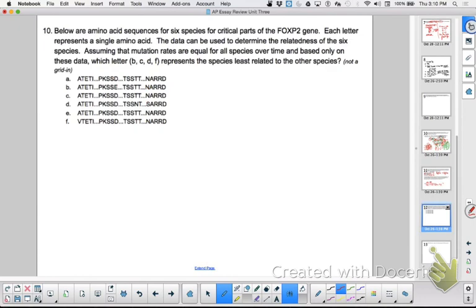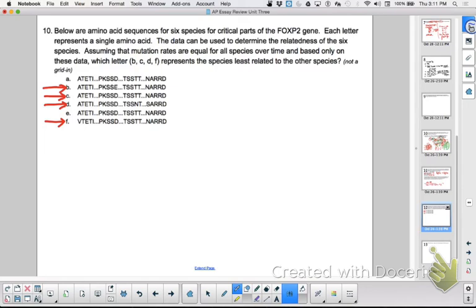And what's this? Okay, let me just show you this one, because it'll be easy real quick, okay? So this one is saying, below is an amino acid sequence for 6 species critical to whatever gene. Each letter represents a different amino acid. Amino acids make up proteins, right? So assuming mutation rates are equal for all the species over time, based on this data, which letter? So they only want us to look at B, C, D, and F. Those are the only ones you have to look at, okay? Which ones represent species least related?